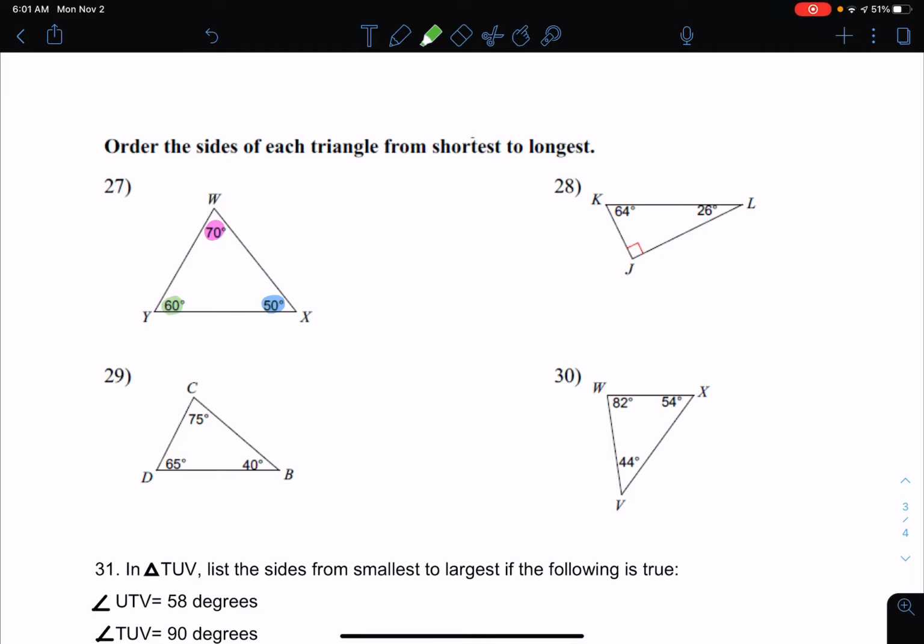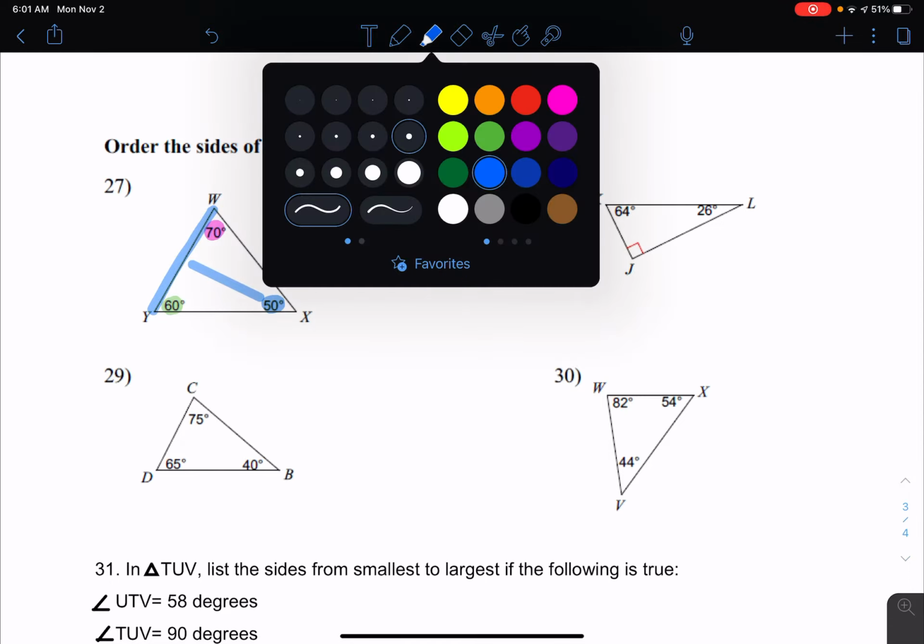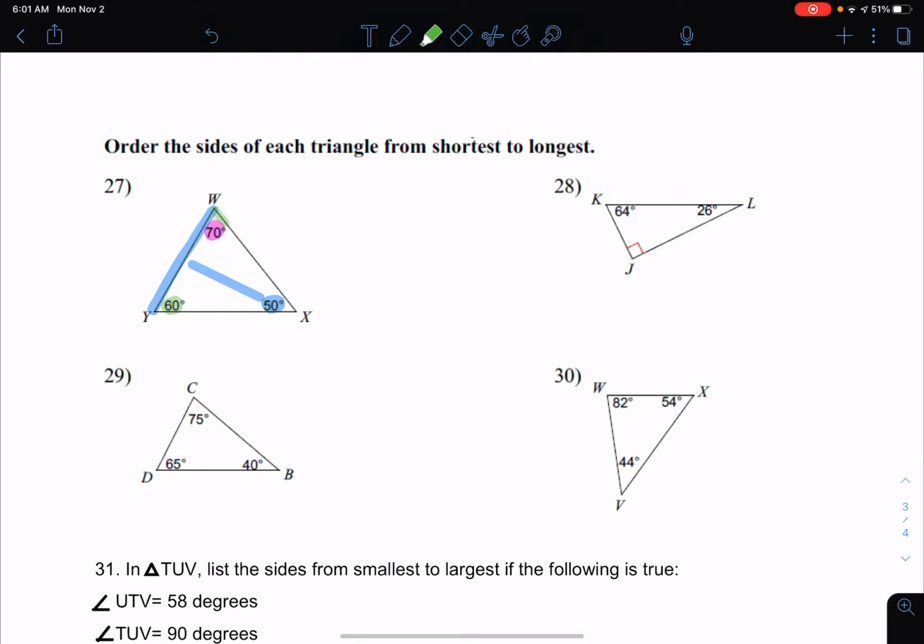Okay, so that means this is going to be my smallest side, I'm sorry, my smallest side. This side over here, opposite the 60-degree angle, that one's going to be my middle one. And then my largest one is going to be opposite the 70-degree angle.